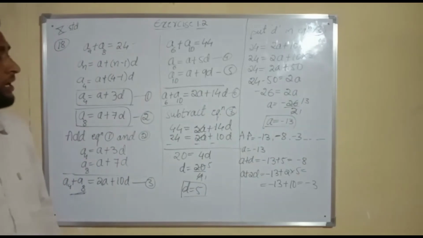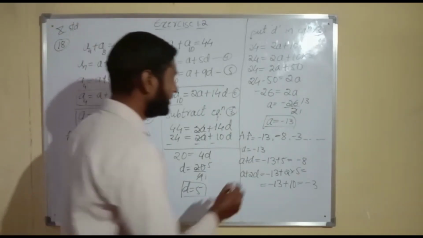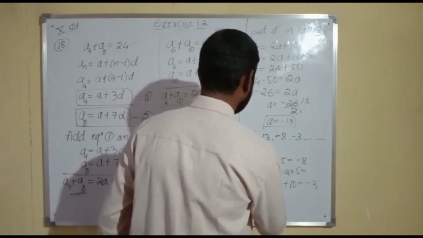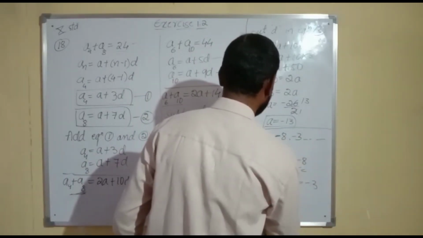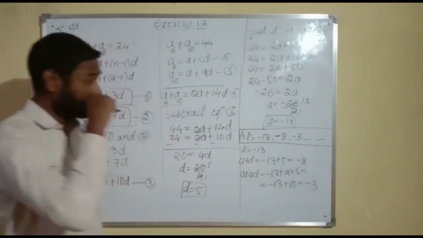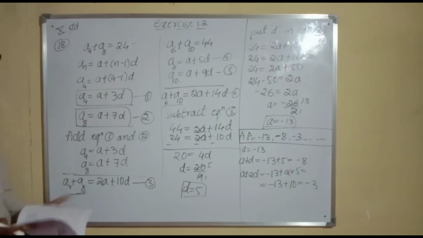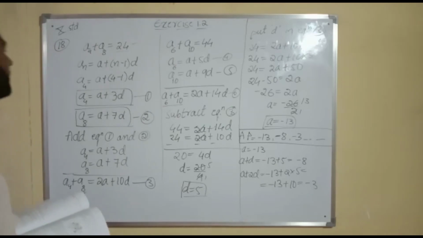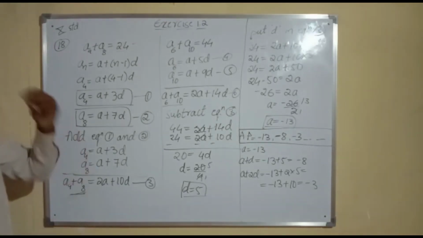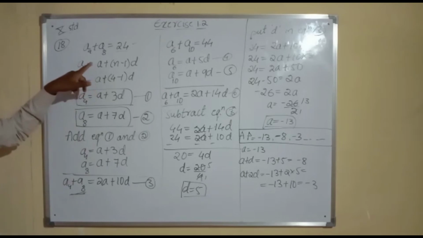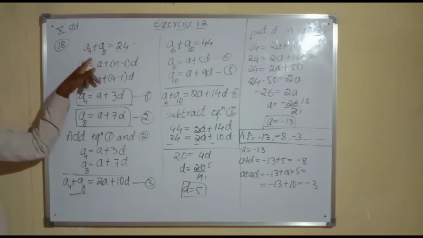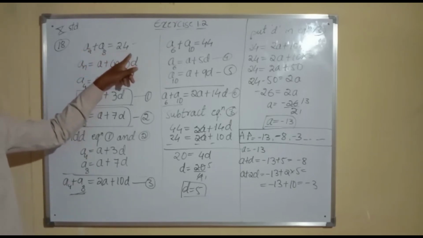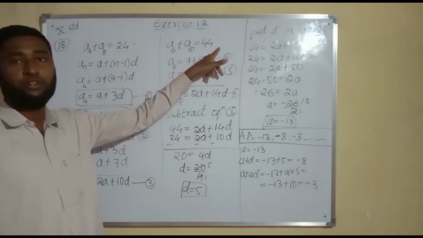But here we are asked to find out the three terms of that AP. See, these are the three terms of that AP: minus 13, minus 8 and minus 3. Say, in this way, according to the given statement, we are given the sum of the 4th and 8th terms as 24 and the sum of the 6th and 10th terms as 44.